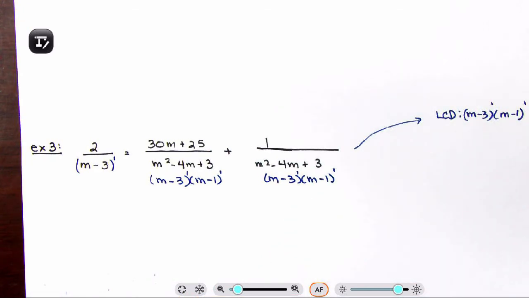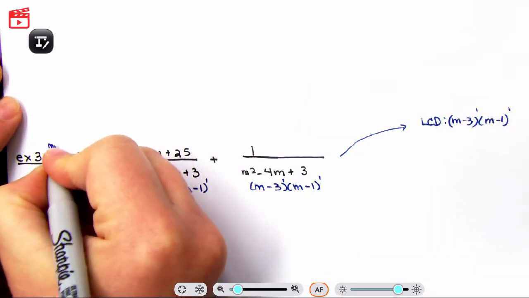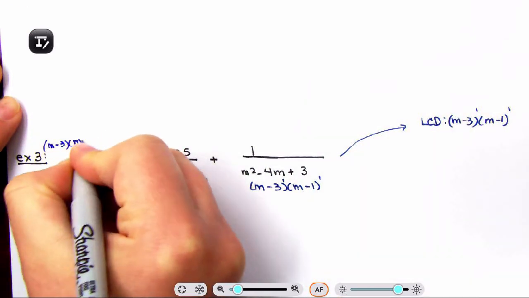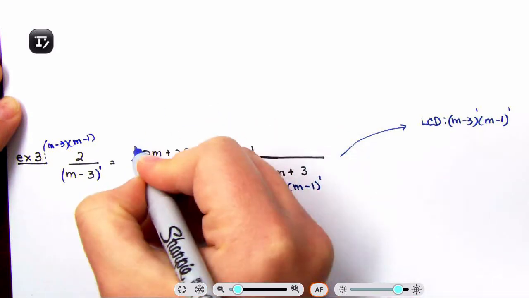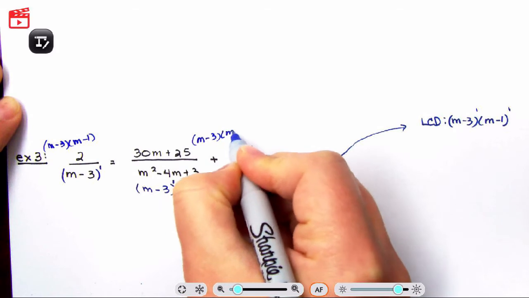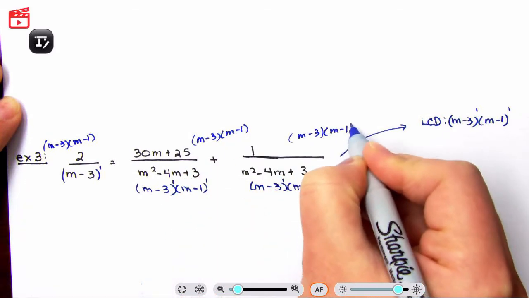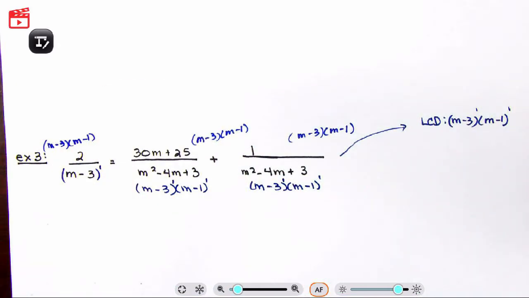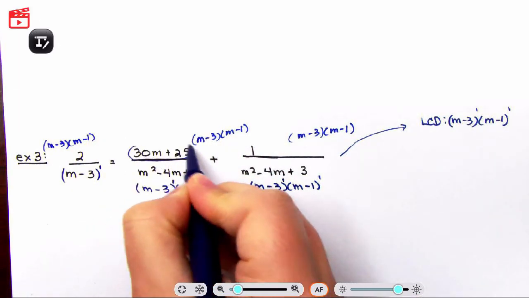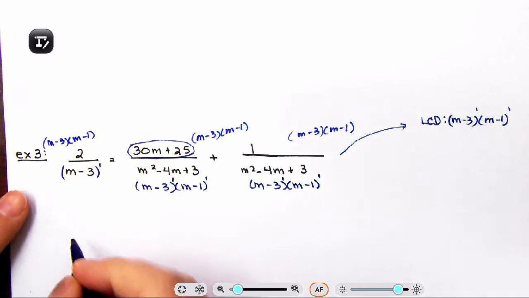So now we're going to take that LCD, we're going to multiply each term by it. So I'm multiplying this by m minus 3, m minus 1, m minus 3, m minus 1, m minus 3, m minus 1. Now here's the thing, you guys. I am noticing that this right here can be factored as well. So before I multiply anything out for that term, I'm going to factor as well, because it's going to give us an easier solution, maybe.